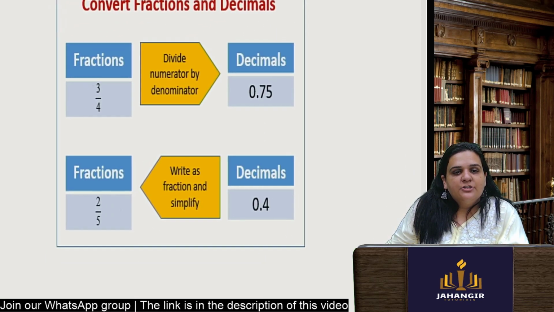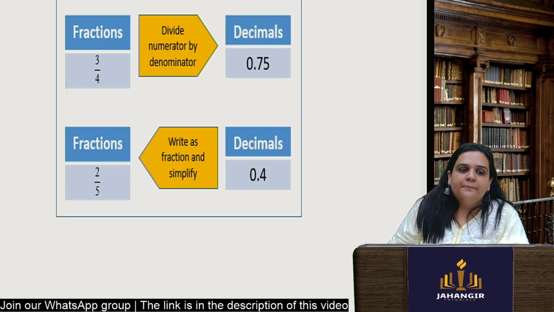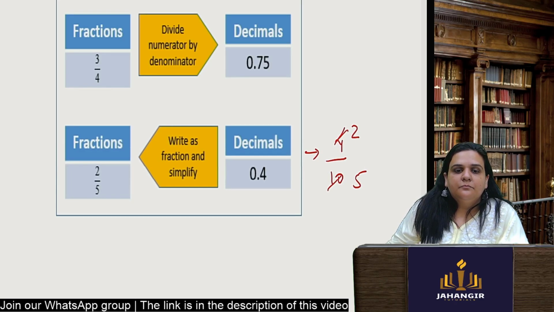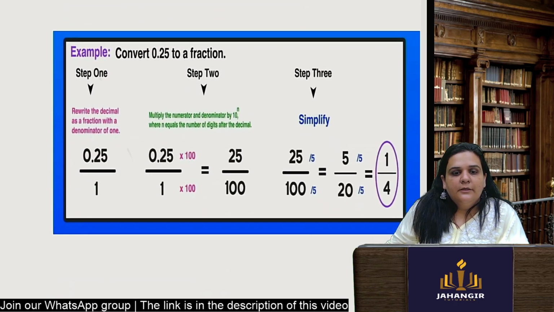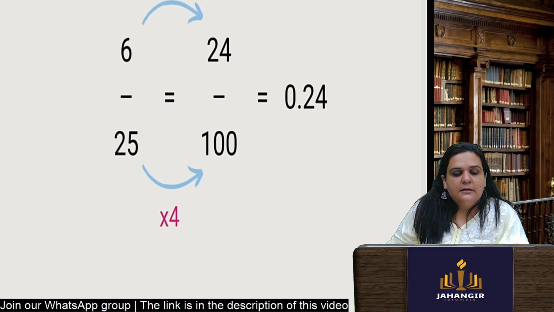Converting again fractions into decimals. 3 upon 4, divide the numerator by the denominator. And if it is decimals, write the fraction and simplify. So how will I write this as a fraction? It will be 0.4, no? So 4 upon 10. Simplify. 2 2s are 4, 2 5s are 10. Okay. This is easy. We have already done this.